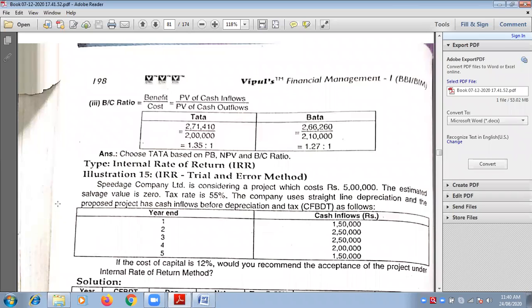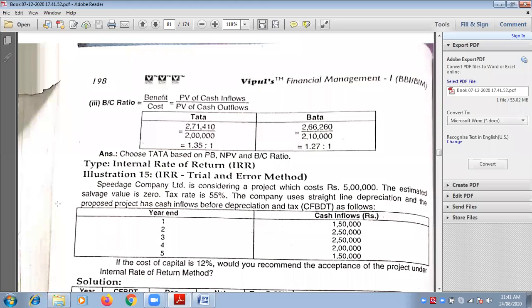So open your notebooks and write down page number 198, sum illustration number 15 as per ARR method. Write it down, otherwise you will get confused.